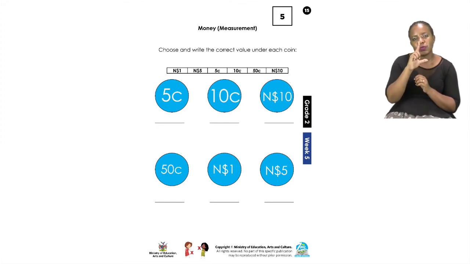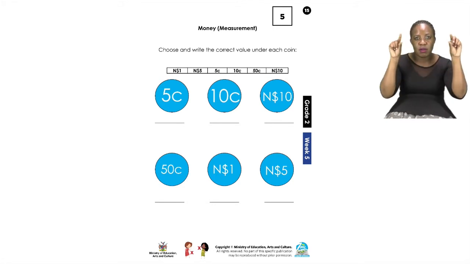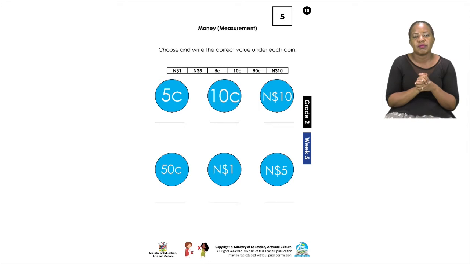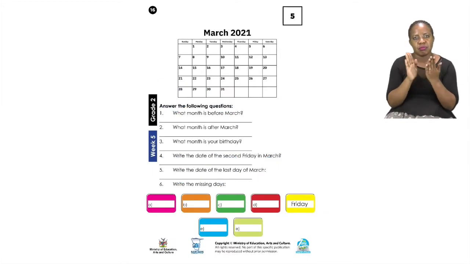You have a box there that you need to choose the correct value under each coin. Take your time, and this one is very easy, so I will leave you to do that whilst we both go to page 16. On page 16, we are doing our last exercise. This one I will do with you.